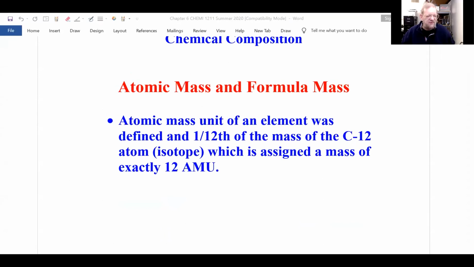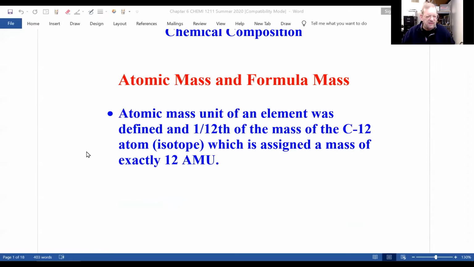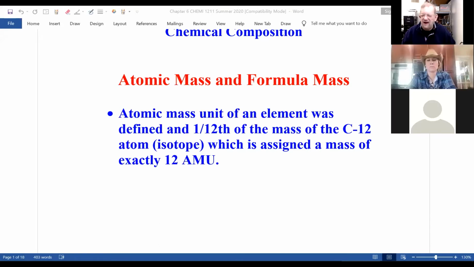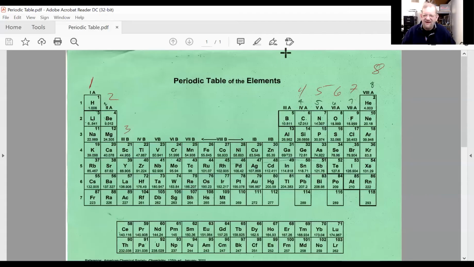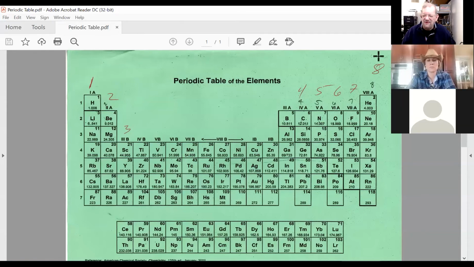Now, let me get something open, which I didn't get open. All right, everybody see the periodic table on your screen? Thank you. Nope. All right, that's why I asked. Zoom tells me it should be. All right, let's try it again. Now do you see the green periodic table?